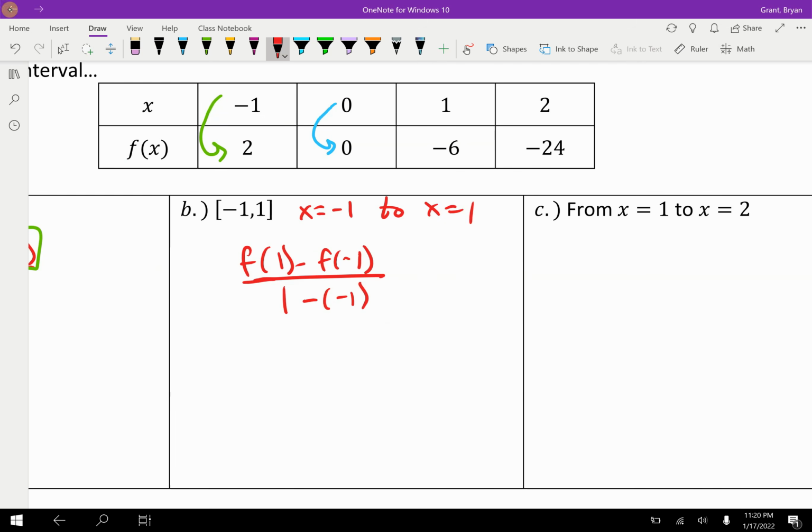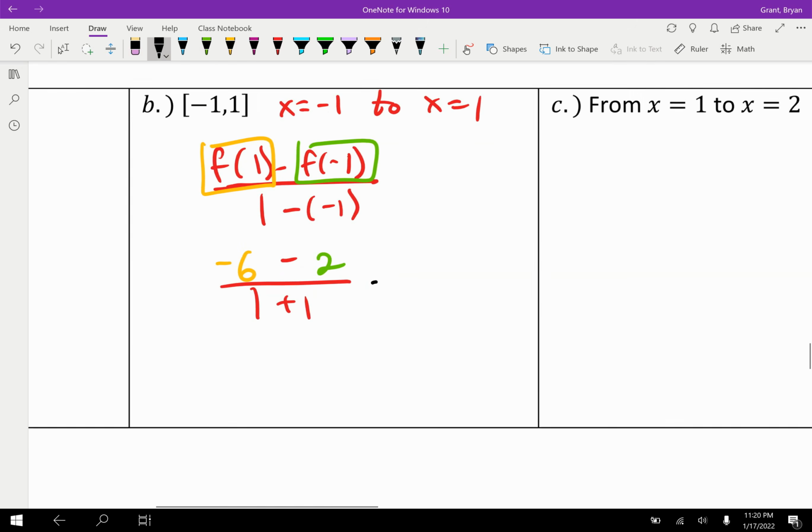Okay, f of 1 we haven't done yet. I'll do that one in yellow. F of 1 gives us an output of negative 6. Minus f of negative 1 we have done before, that's in green up there, divided by 1 plus 1. All right, this looks like negative 8 divided by 2, or if you wanted, divide everything by 2 to get negative 4 over 1, or just negative 4.